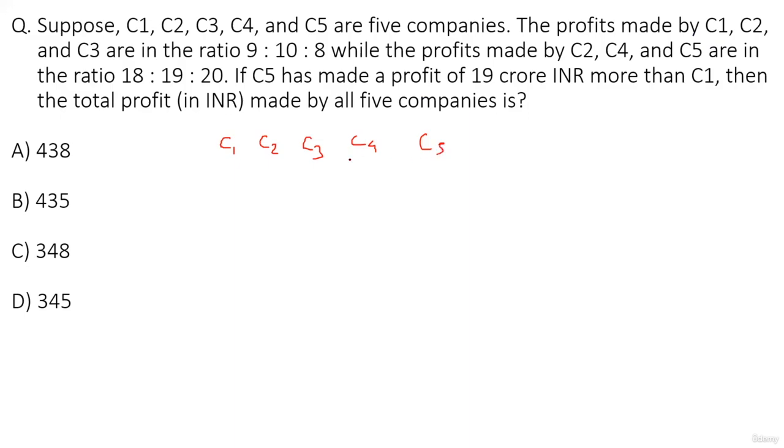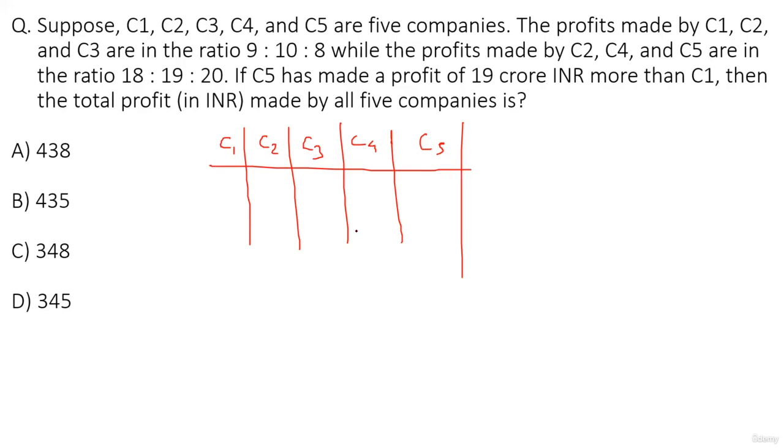by these 5 companies. Okay, and to do that we use the given information here, right? So it is given that the ratio of the profits made by C1, C2, and C3, they are 9 is to 10 is to 8. And C2, C4, and C5, the ratio is 18 is to 19 is to 20. You realize that C2 is the common element here, right? C2 का value दोनों में दिया हुआ है. So we make the value of C2 same in both of them.